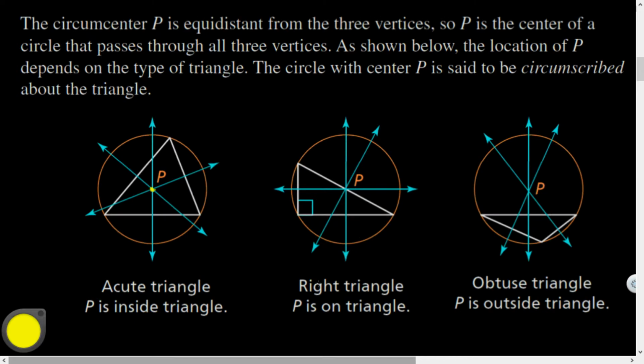For a right triangle, I didn't show you that. I didn't pause there long enough. I didn't want you to spot it. For a right triangle, P is on the hypotenuse. Wow, maybe we'll do some work with that later. And in an obtuse triangle, P is outside the triangle.